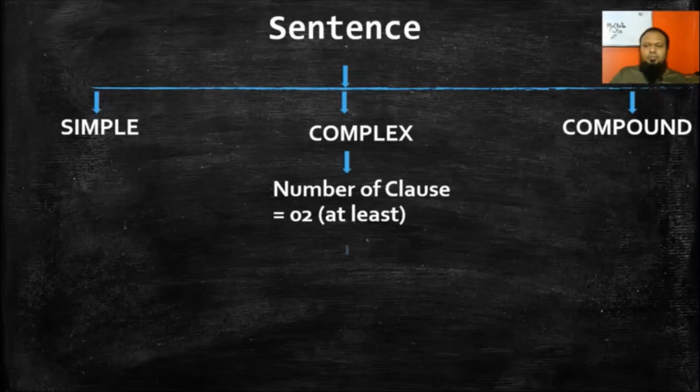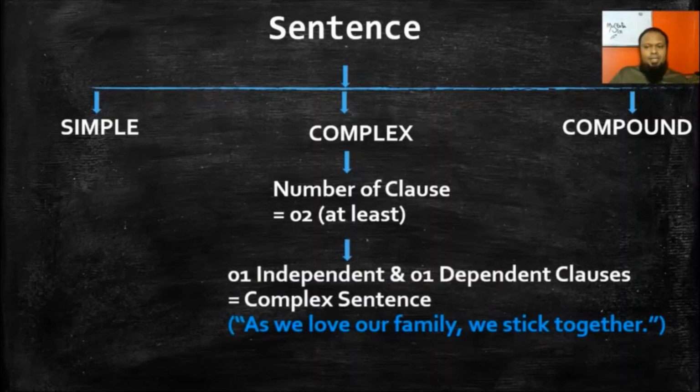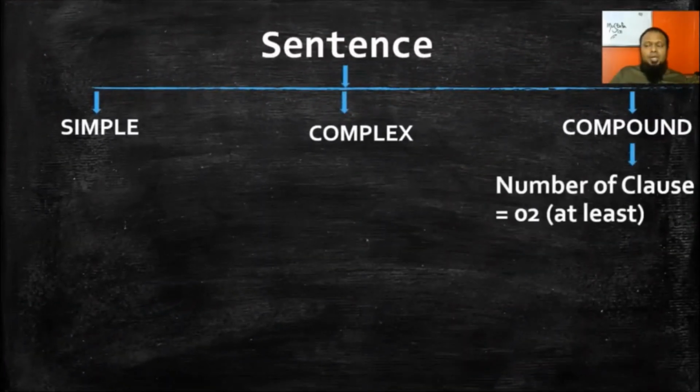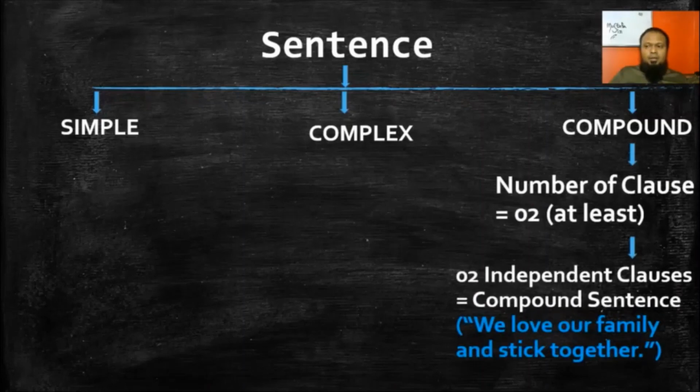At least one independent and one dependent clause. Like the complex sentence: as we love our family, we stick together. As we love our family is a dependent clause, and we stick together is a principal clause or independent clause, right? How about the compound sentence? In a compound sentence, we get at least two clauses, right? We love our family and stick together.